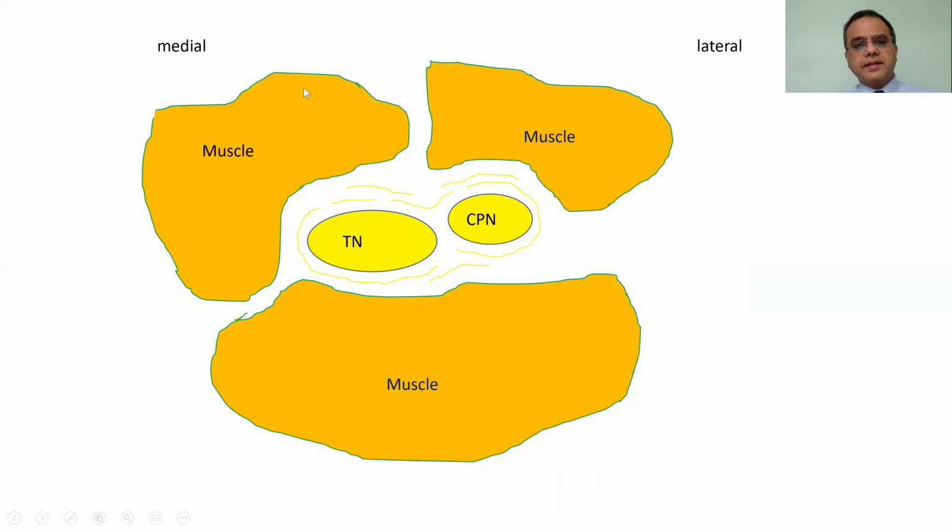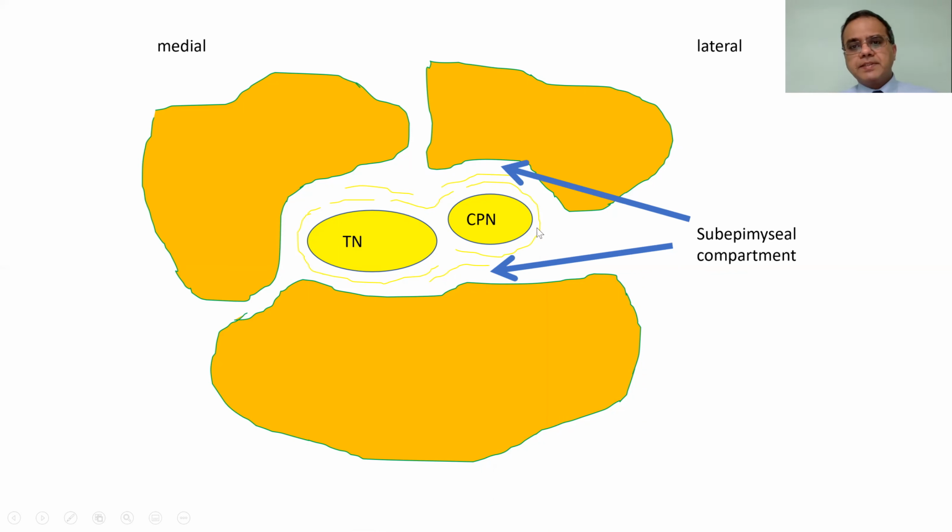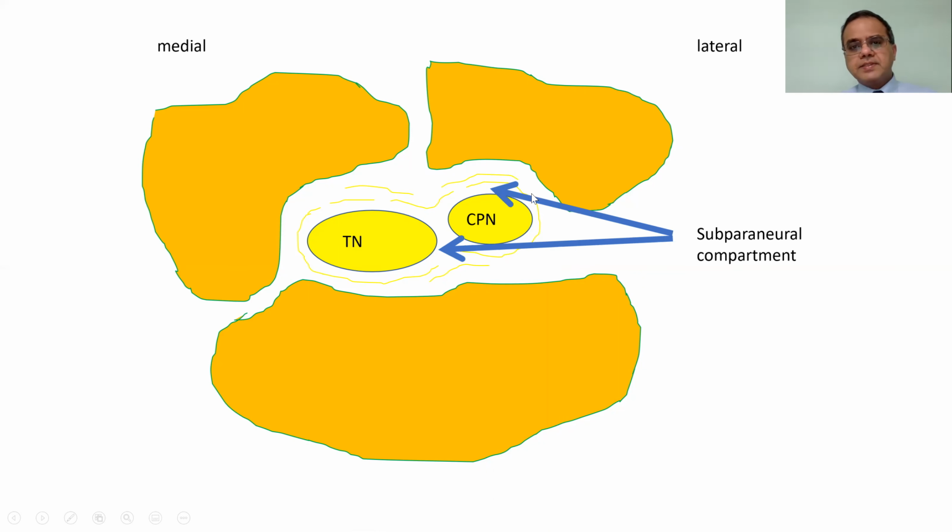So just looking at it here, this is the tibial nerve, this is the common peroneal nerve, and that is the paraneural sheath. These are the muscles surrounding the tibial and the common peroneal nerve. The muscles are surrounded by the membrane, which is the epimysium, and this is where the paraneural sheath is. So there are two potential spaces. One is the subepimysial space, and the second is the subparaneural space. Our aim is to deposit local anesthetic in this subparaneural space.